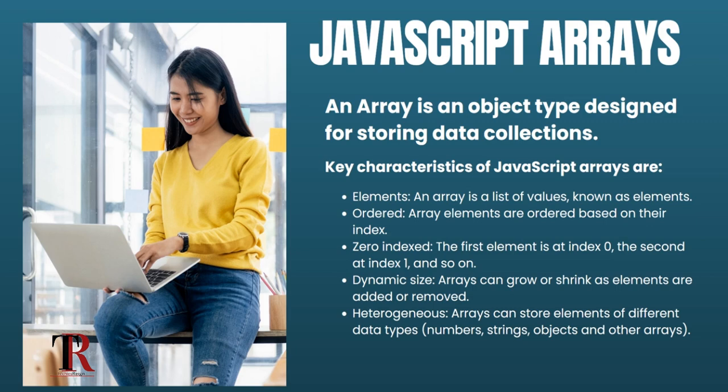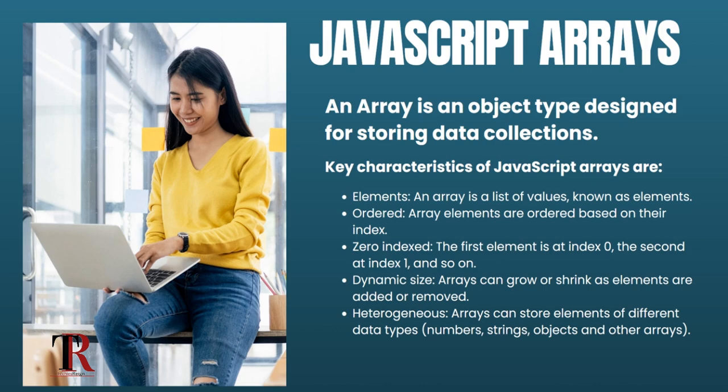Now, what are the key characteristics of a JavaScript array? The number one thing here is elements. The children of an array are called elements. An array is a list of values known as elements. So the list of values contained in an array is what is referred to as the elements. Number two key characteristic of JavaScript arrays is that they are ordered.